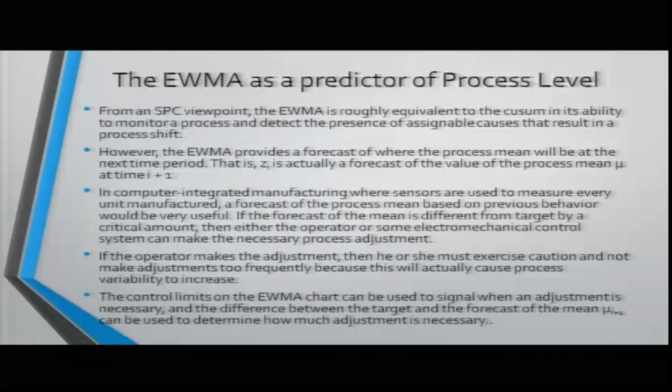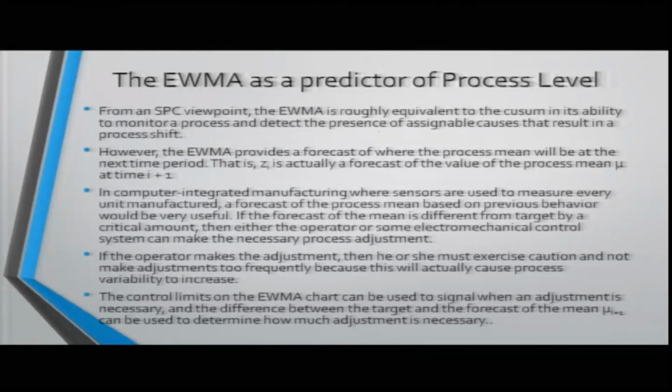Now, how does EWMA work as a predictor of a process level? From an SPC viewpoint, the EWMA is roughly equivalent to the CUSUM charts in its ability to monitor a process and detect the presence of assignable causes that result in a process shift. However, the EWMA provides a forecast of where the process mean will be at the next point in period. So, Zi is actually a forecast of the value of the process mean at any point of time, say for example i plus 1, and basically you do it repeatedly till you are able to find out the best possible estimate.